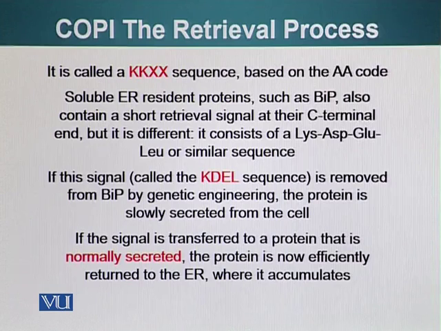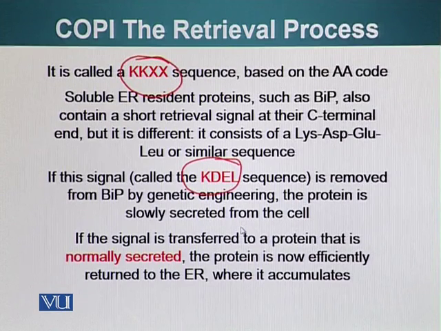Soluble ER resident proteins, for example a protein called BiP, also contain a short retrieval signal at the C terminus, but this is different. It consists of lysine, aspartate, glutamate, and leucine, or a signal similar to this. This signal is abbreviated as KDEL, relating to the amino acids that I have just mentioned. So the membrane proteins have the KKXX sequence at the extreme C terminus, and the soluble proteins have the KDEL sequence at their C terminus.